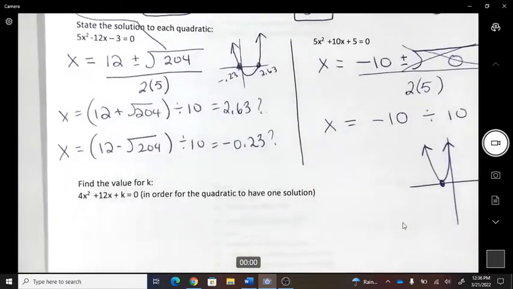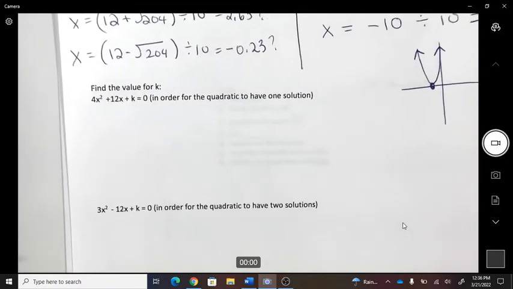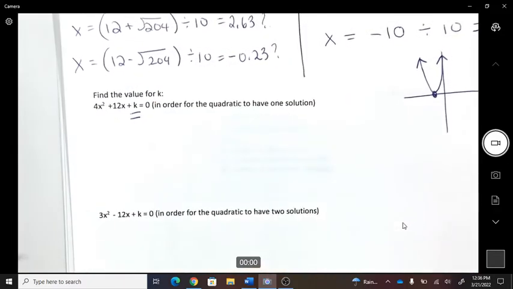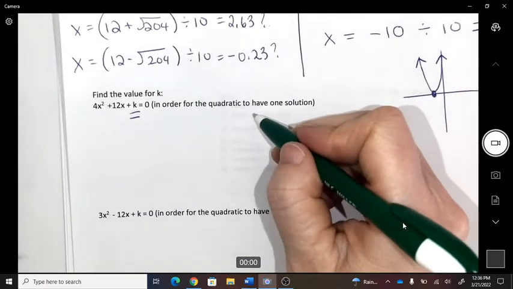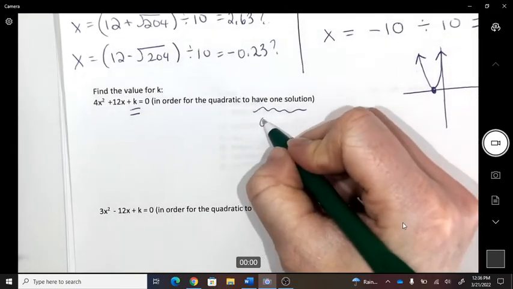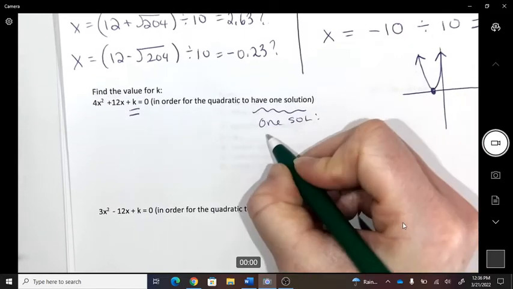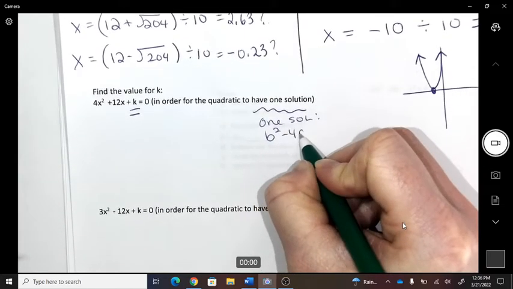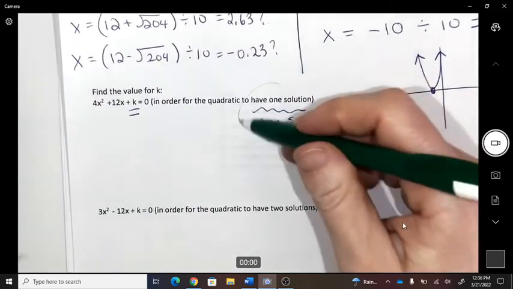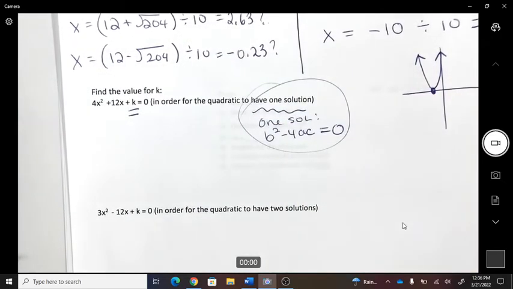Okay, the last two examples. I want to figure out what number I could put into my equation in order to have one solution. So remember the rule? To have one solution, what has to go on? The discriminant has to equal 0, right? That was the rule. To have one answer, that would have to be the rule.